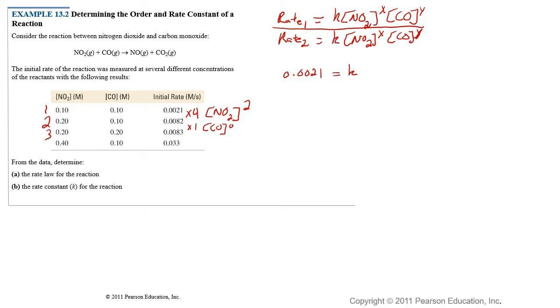We don't know k yet, but that's okay. We can plug in a concentration of our NO2 to the x, concentration of CO to the y. Oops, our CO concentration, I'm sorry, is 0.10. Let me make that a little clearer. We divide that by the rate for the second reaction.